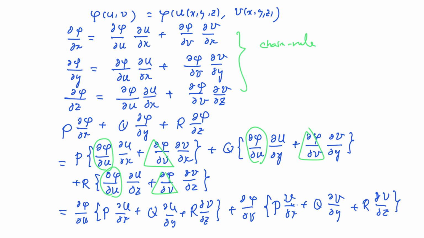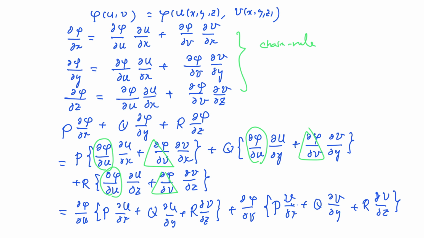So on that to here. So it looks like that: P ∂φ/∂x plus Q ∂φ/∂y plus R ∂φ/∂z is actually, this is 0, right? And this is 0. So this whole thing is 0.